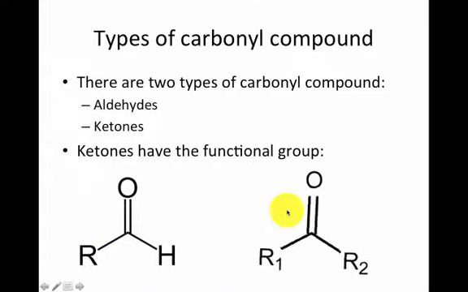Ketones, on the other hand, have carbons attached to both spare bonds on the carbonyl carbon. This one here is called the carbonyl carbon. These R groups here, they represent an alkyl chain, so that could be either a CH3 or CH2 group.